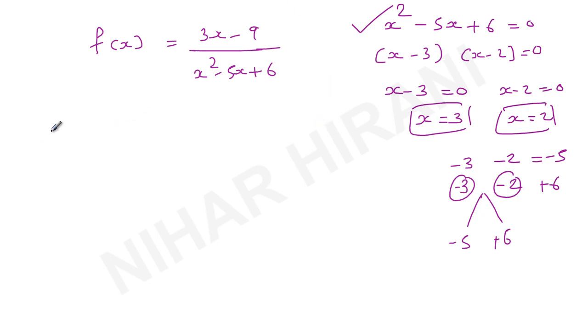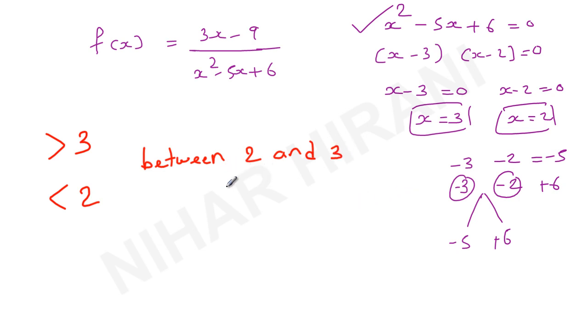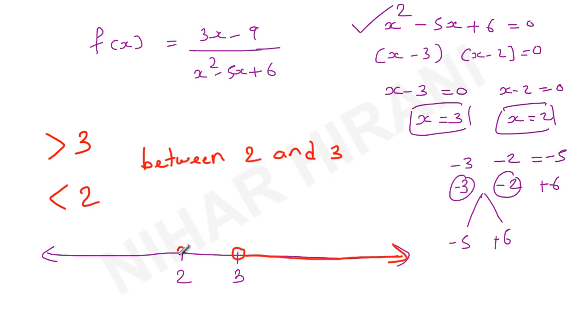That means for my domain I can take any value that's greater than 3, any value that's less than 2, because these two are exceptions, and I can take all the values between 2 and 3. How can I represent this on a number line? So this is my number line. Let us say I have 2 here and I have 3 here. I can take all the numbers greater than 3, so I will make an open circle and take all the values greater than 3. Again I will make an open circle and take all the values less than 2. Apart from that, I can take the values in between also, because 2 and 3, these two numbers, are exceptions.